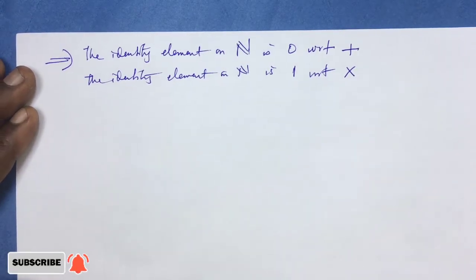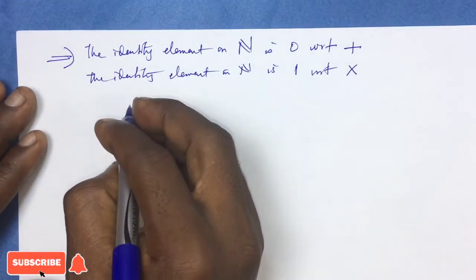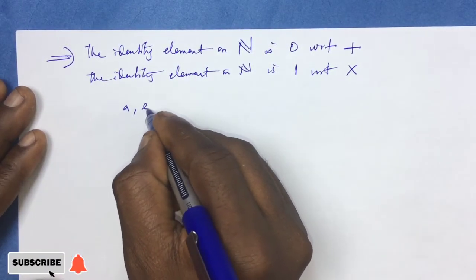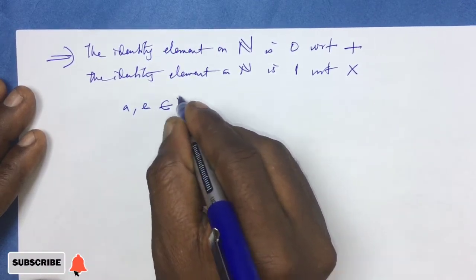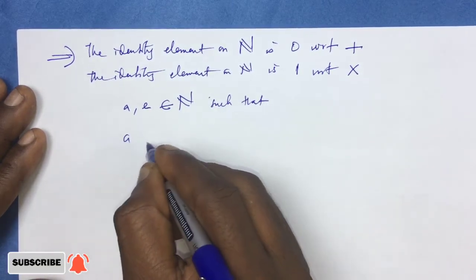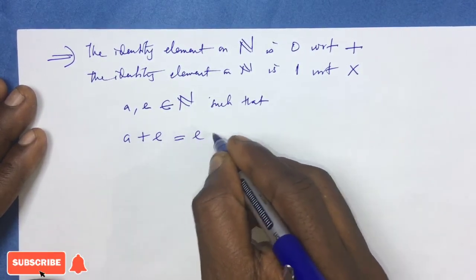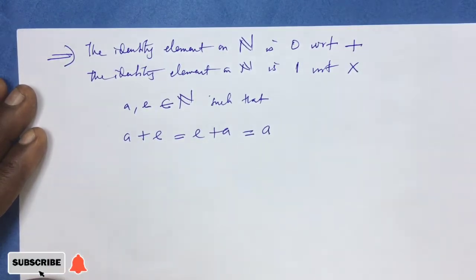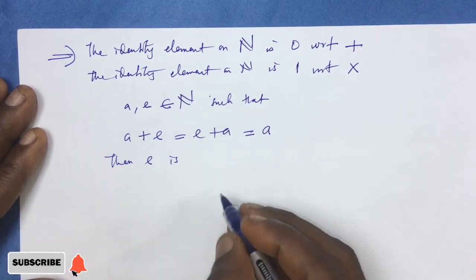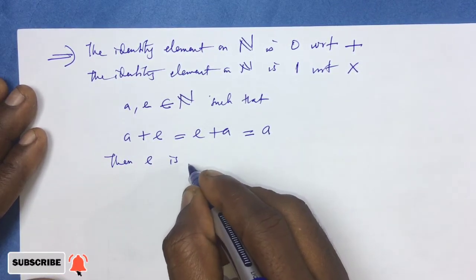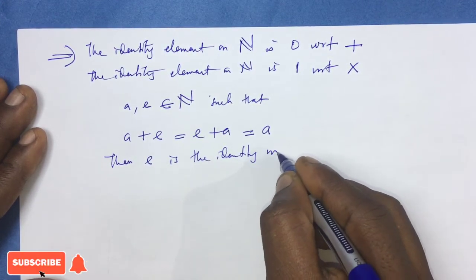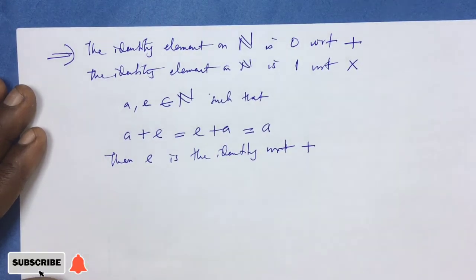with respect to multiplication. Okay? So, why are those things so? You will notice that for the identity element, if you select 2 elements, A and E, from n, such that A plus E is equal to E plus A, and the result gives you A, then E is the identity element with respect to that binary operation, in this case, addition.